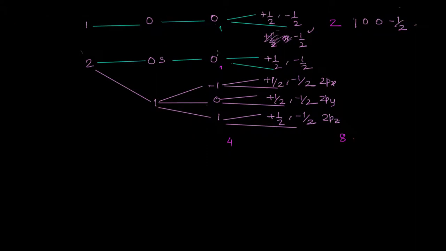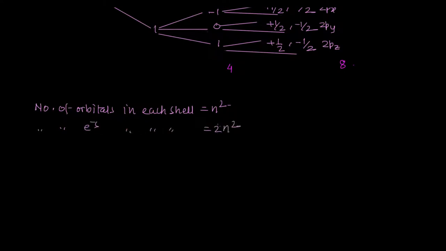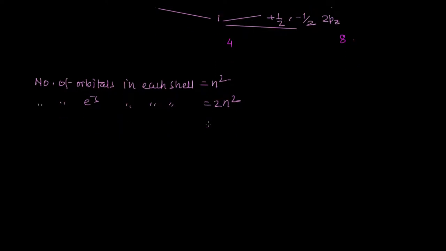So how many orbitals do I have in each shell? N square, right? So the number of orbitals in each shell is N square. So the number of electrons in each shell becomes 2N square, because each orbital contains only two electrons as per Pauli's exclusion principle. Correct?